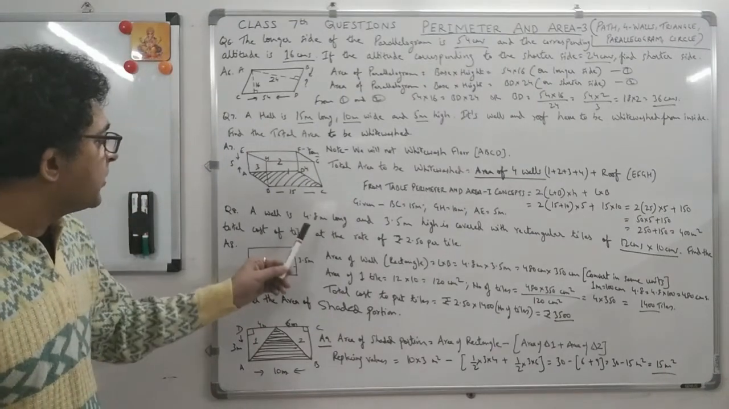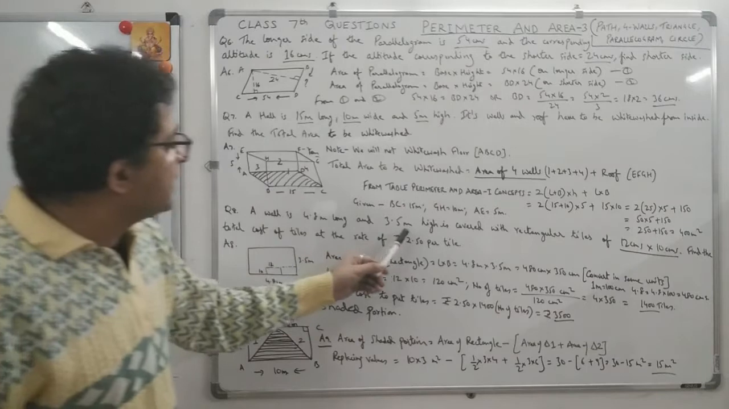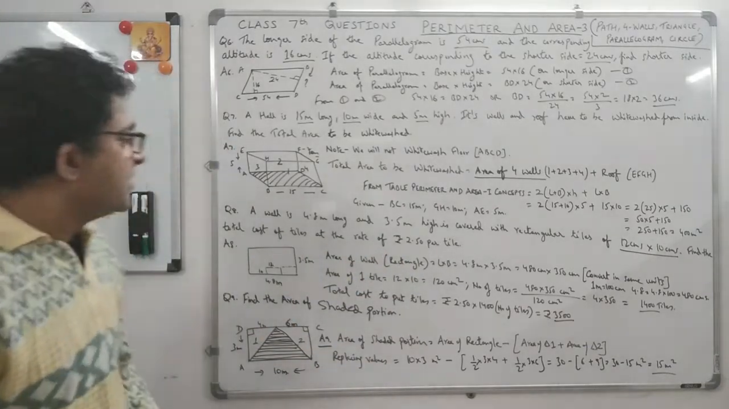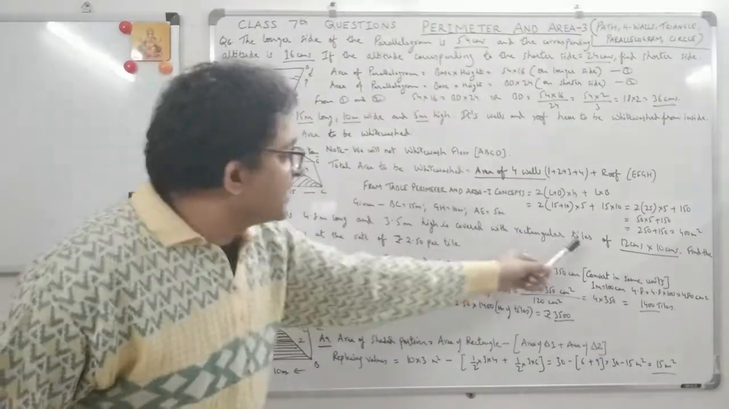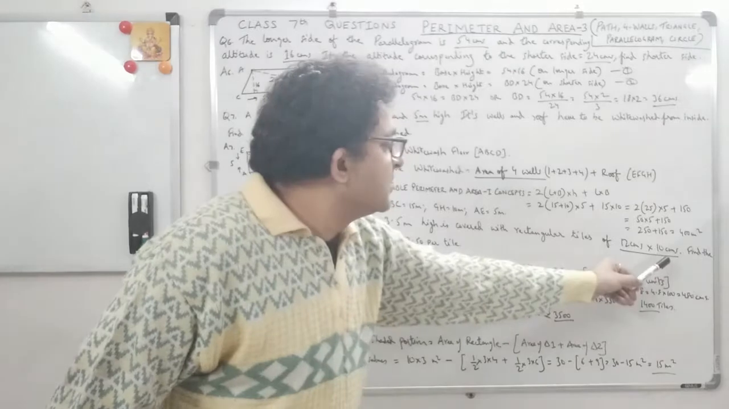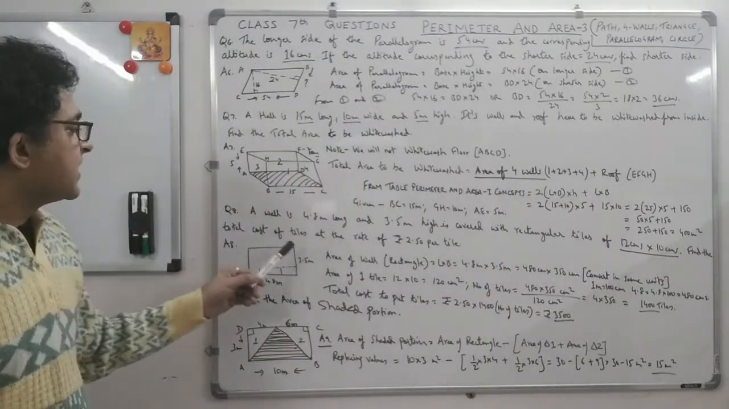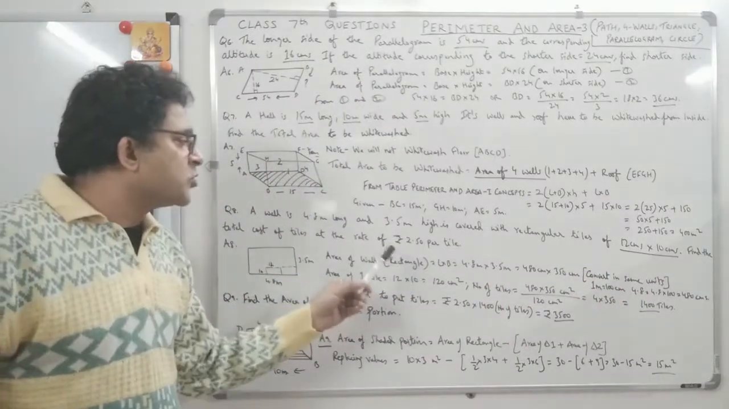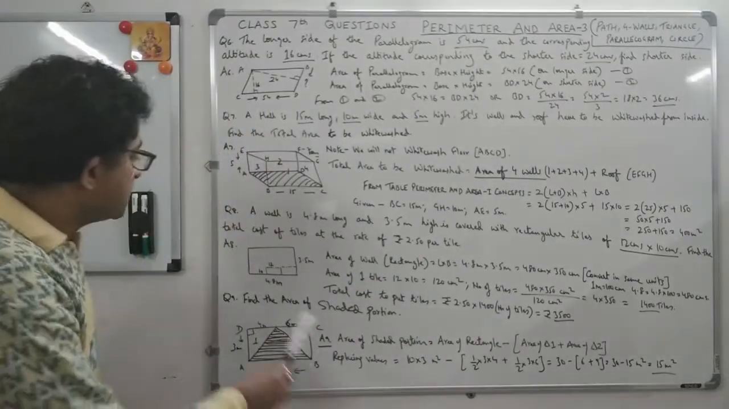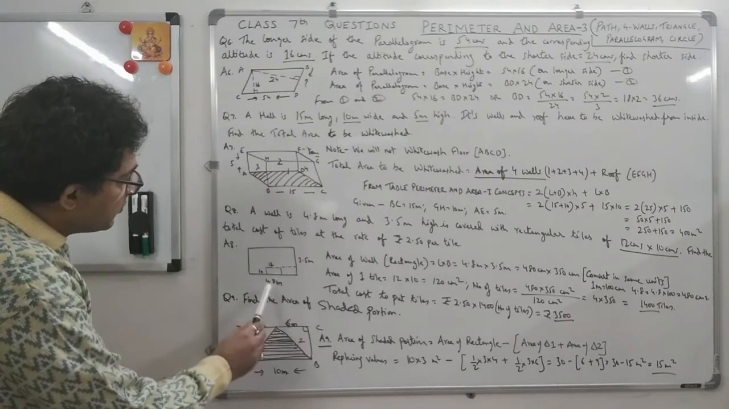A wall is 4.8 meter long and 3.5 meter high. Whenever you get such a question, always know it's a rectangle, right? It's covered with the rectangular tiles of 12 centimeter by 10 centimeters. Find the total cost of tiles at the rate of 2.50, 2 rupees 50 paisa per tile. Now the cost of one tile is mentioned. See the diagram. This is 3.5 meter, 4.8 meters.